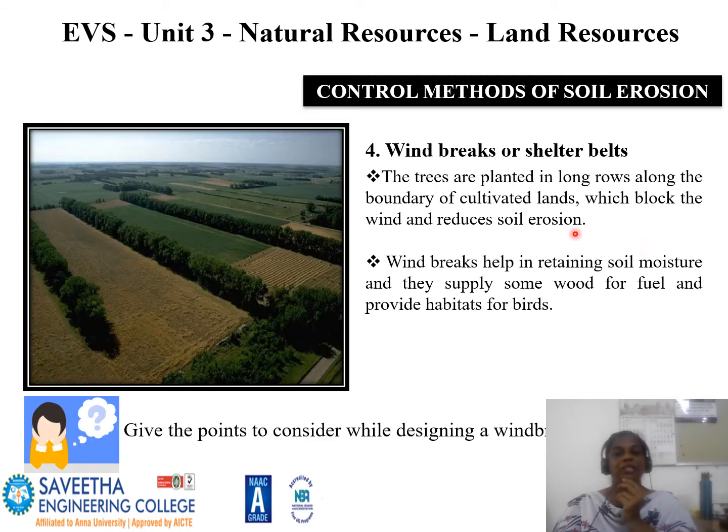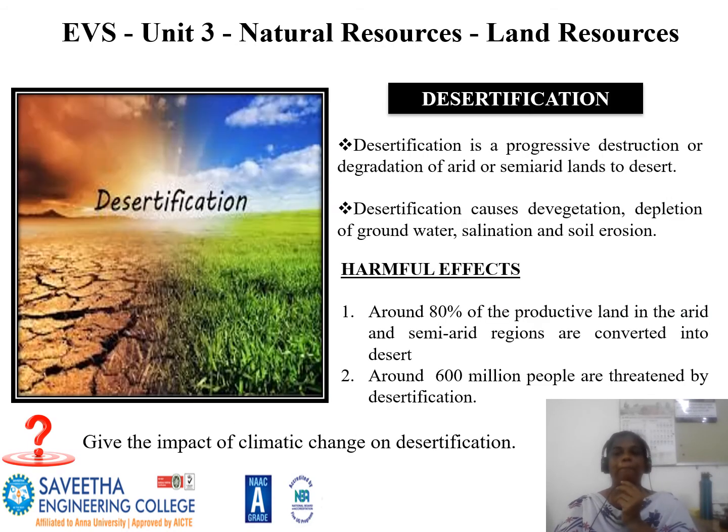And the fourth one is windbreaks, also called shelter belts. The trees are planted in long rows along the boundary of cultivated lands, which blocks the wind and reduces soil erosion. So this is like a compound wall where the wind will be broken. Windbreaks help in retaining the soil moisture, supply some wood for fuel and provide habitats for birds also. So that is all about conservation of soil erosion.